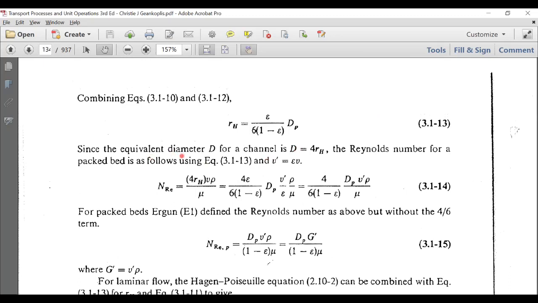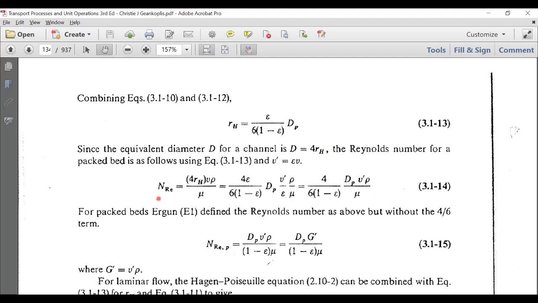If we want to find the diameter D for a channel, so it's the diameter of the channel, then we can use this equation: D equals to 4 times RH.